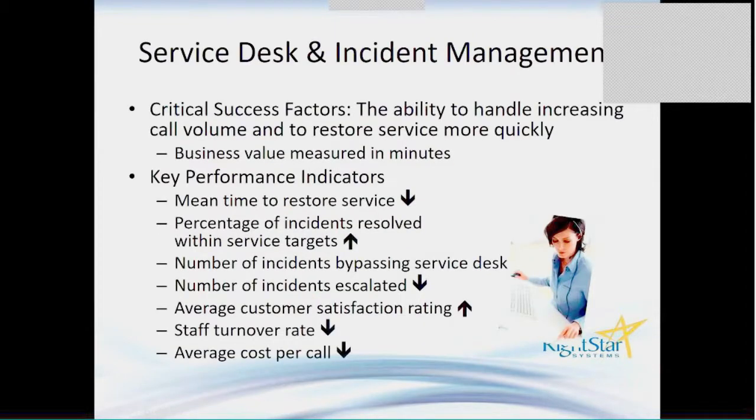I have a few examples here of good key performance indicators for incident management. So mean time to restore service, the reduction in the number of incidents escalated.